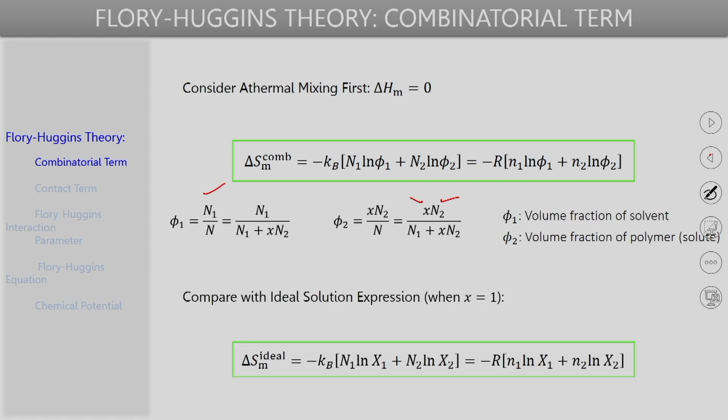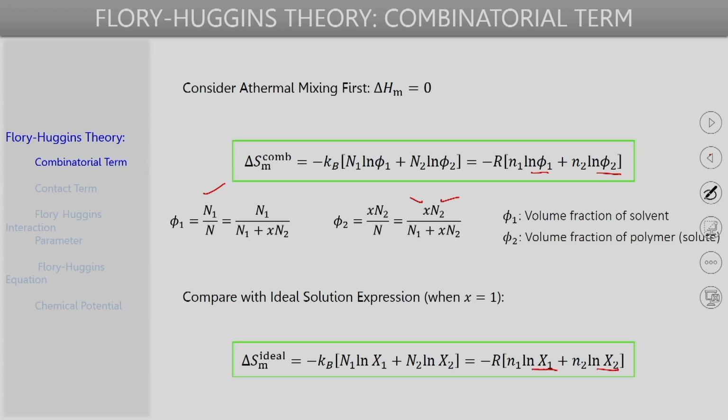If we contrast this with the expression for ideal solution, which we also developed initially in the previous lecture, we see that the two equations are very similar in form. The only difference is that in the ideal solution case, the mole fractions appear here and here, whereas for the polymer solution case, in the case of athermal mixing, the volume fractions appear in these two places. So, that is the only difference, but as we will see, this difference itself can lead to a large difference in the value of the entropy change that is calculated using these two equations.